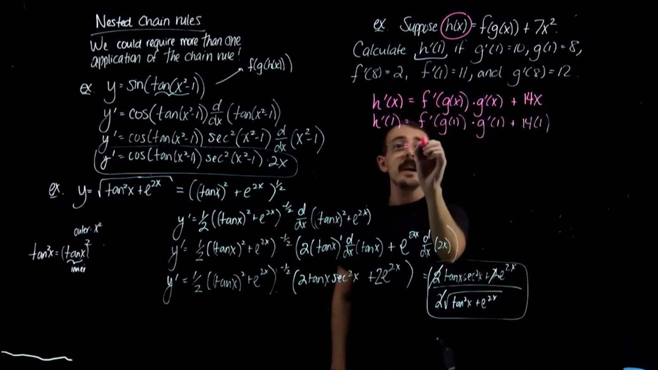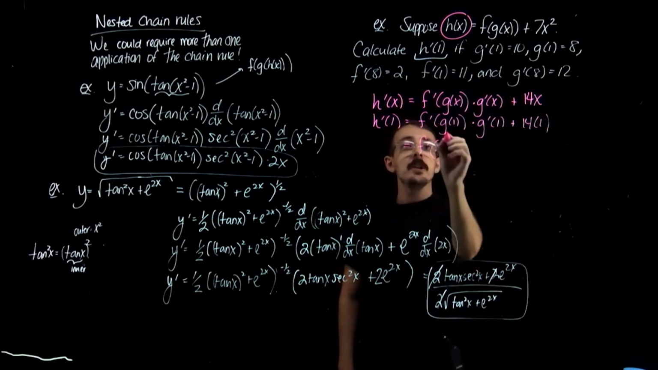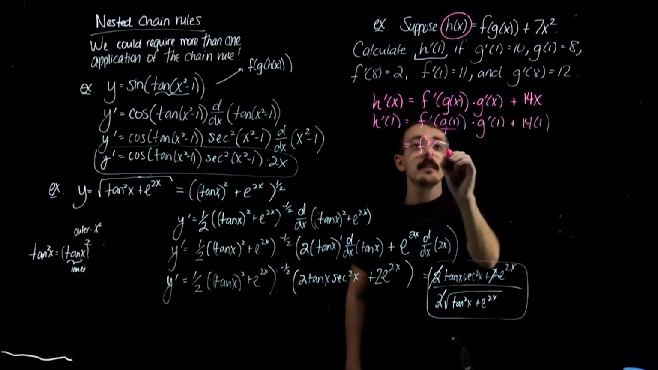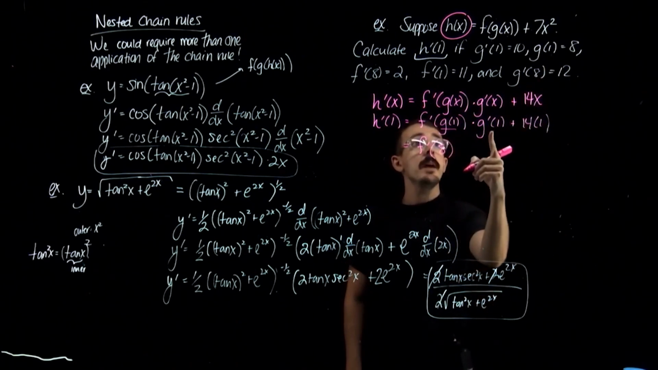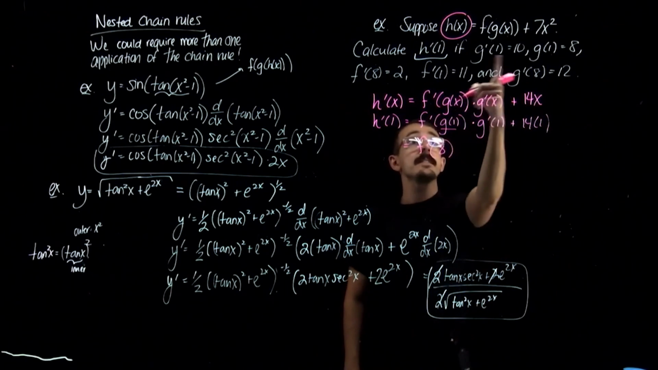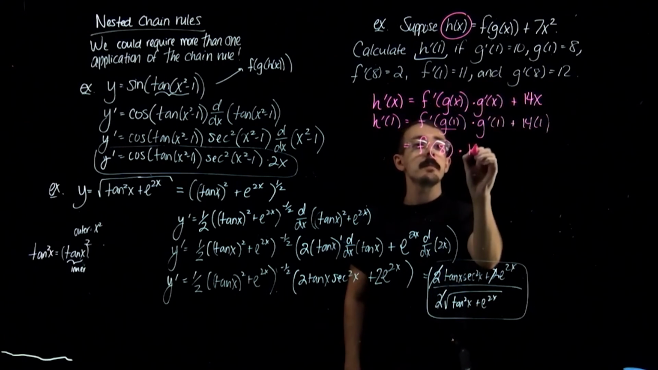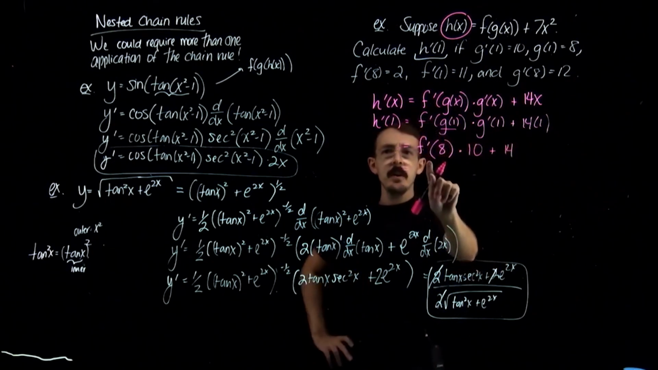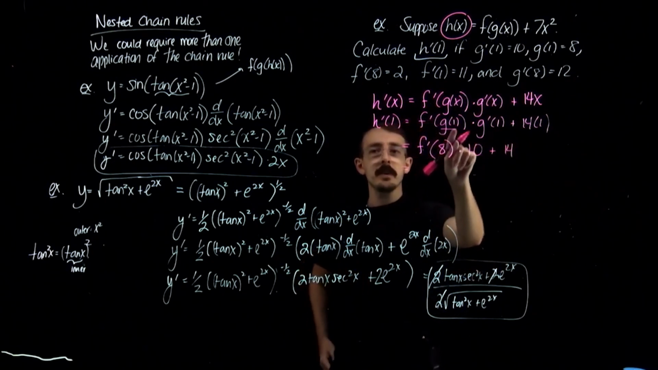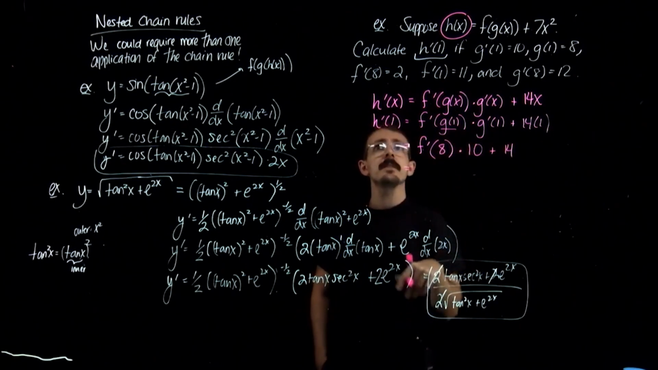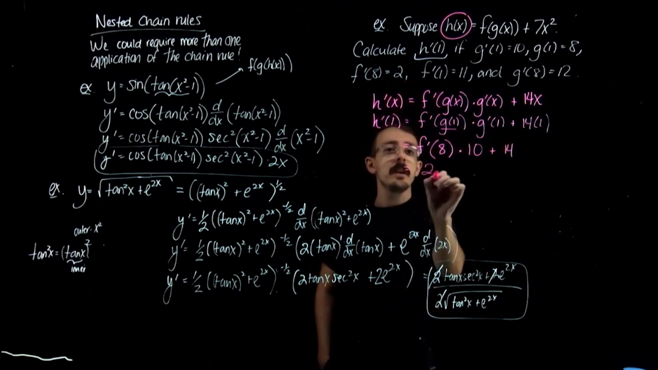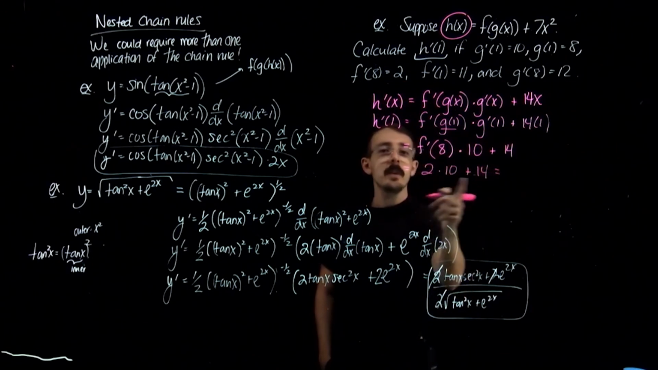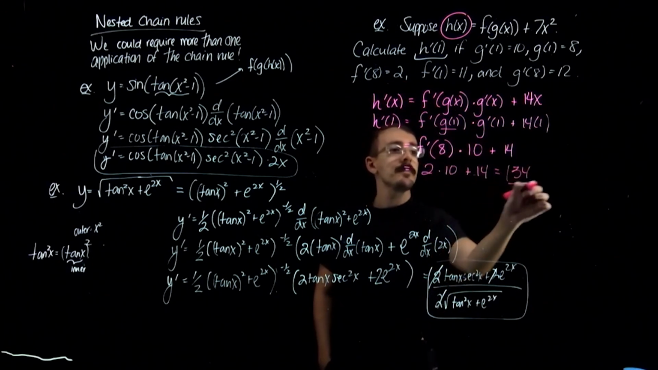So this is going to be f prime of g of 1. That's 8. G prime of 1, I have to search for that. That's 10. So times 10 plus 14. Now I need f prime of 8, because that's what happened when I plugged in 1 here. So f prime of 8 is 2 times 10 plus 14. So this is going to be 20 plus 14 is 34.